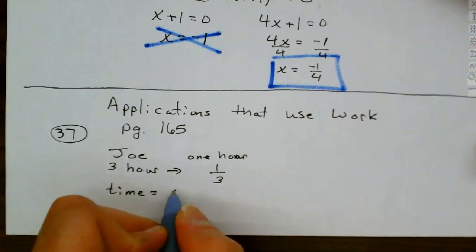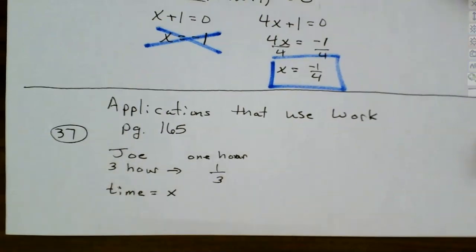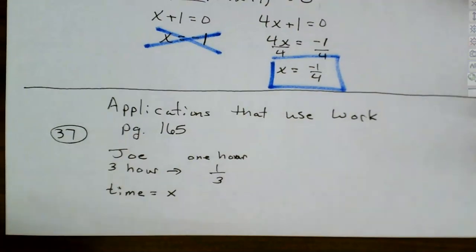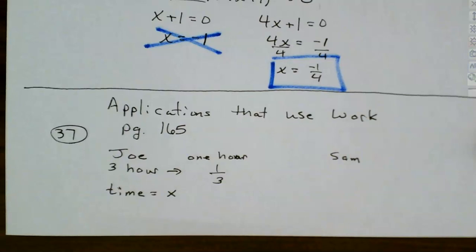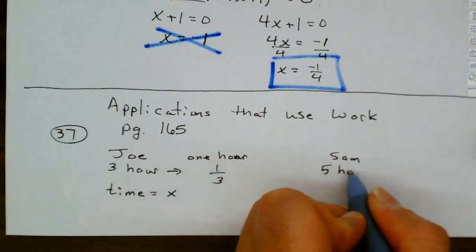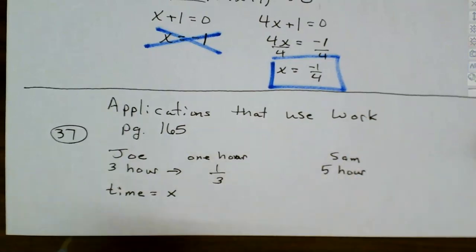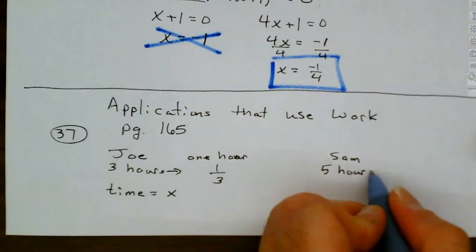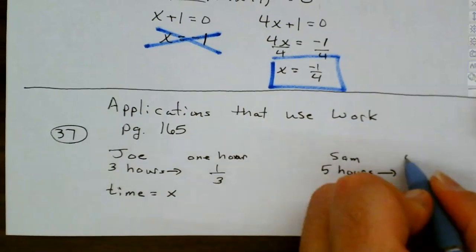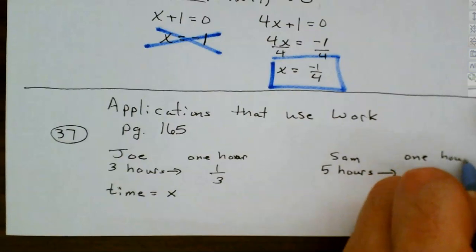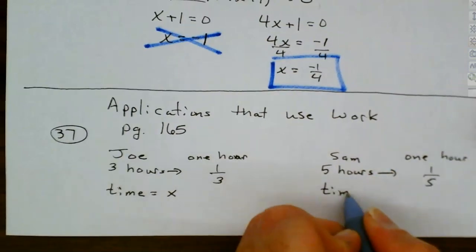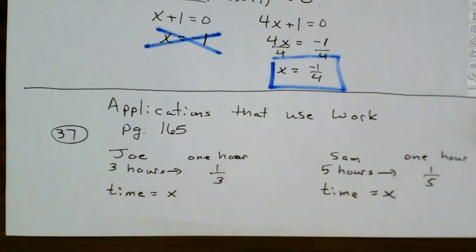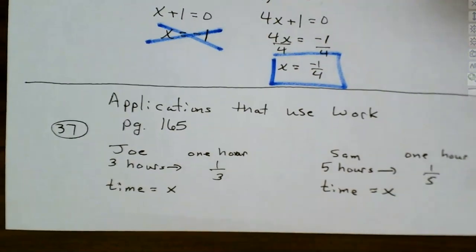How long does him working with his friend Sam take to paint the house? We don't know, so his time is X. What about Sam? It takes him 5 hours, so how much does Sam do in 1 hour? 1/5. Sam's time, again, we don't know, so that's our unknown X.